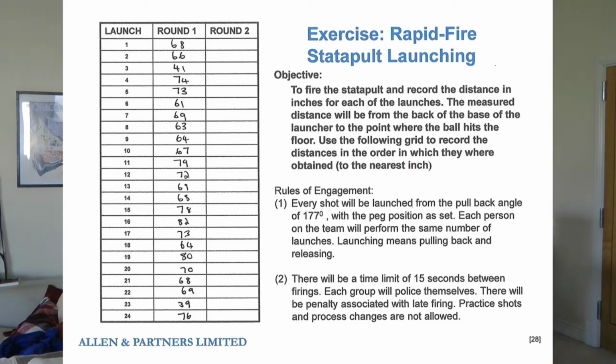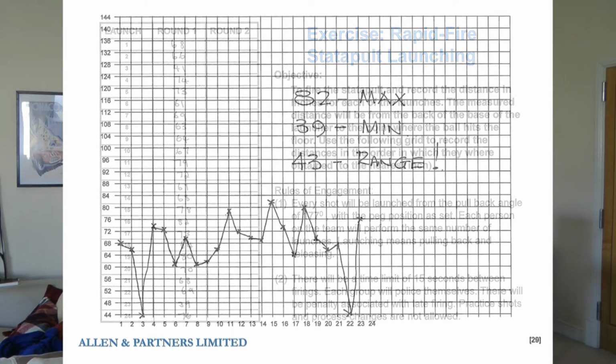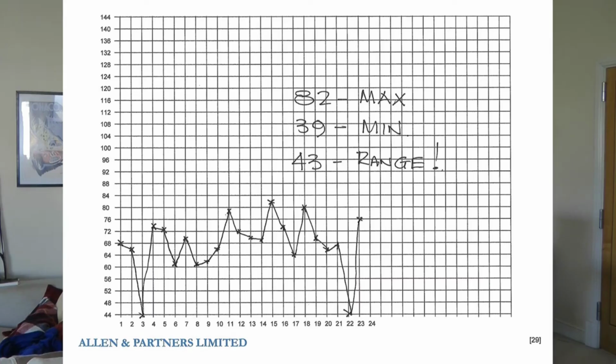Now the first thing I'm going to do is just plot a graph. In this case I'm going to use a pen and pencil, and you can see the graph here and you can see the range. I'm supposed to have a range of 6 inches. You can see the maximum, you can see the minimum. I've got a range of 43 inches. Clearly we have a serious problem.